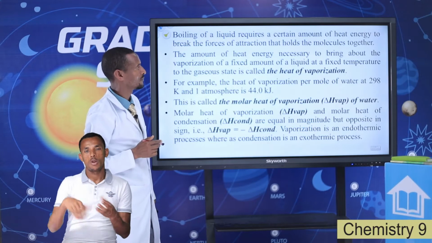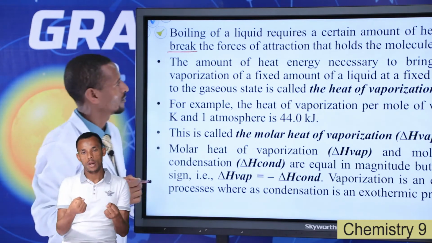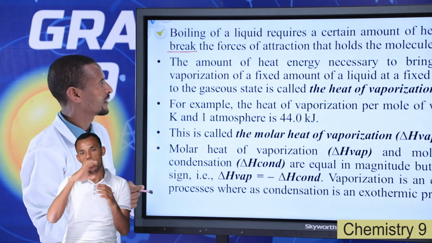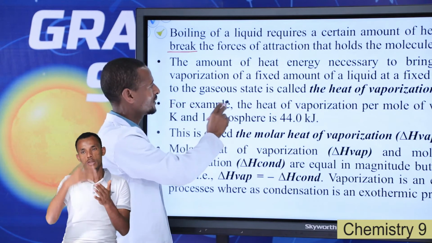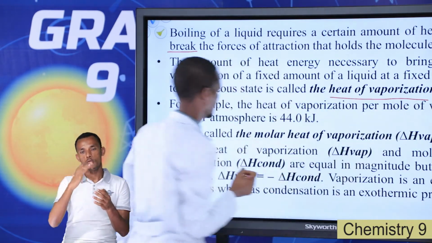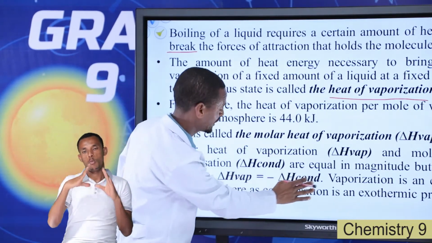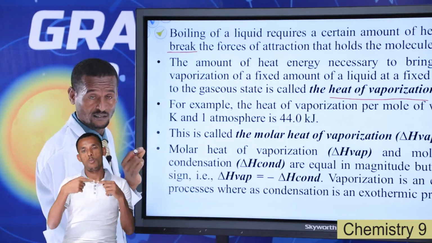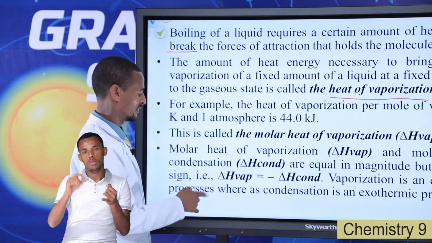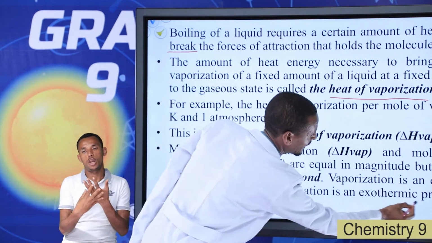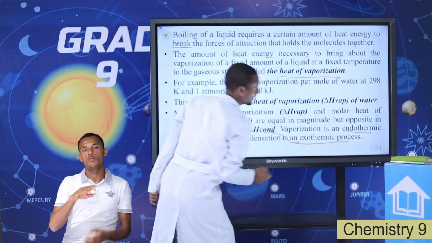Boiling of a liquid requires a certain amount of heat energy, otherwise the molecules cannot be separated. So the amount of heat energy necessary to boil or evaporate a fixed amount of liquid at a fixed temperature is said to be the heat of evaporation. The molar heat of vaporization and molar heat of condensation are equal and opposite, which means vaporization is an endothermic process and condensation is an exothermic process. Okay, condensation is exothermic, vaporization is endothermic.